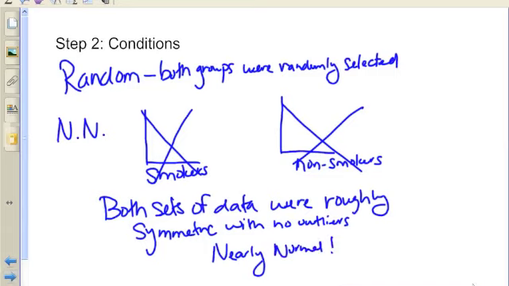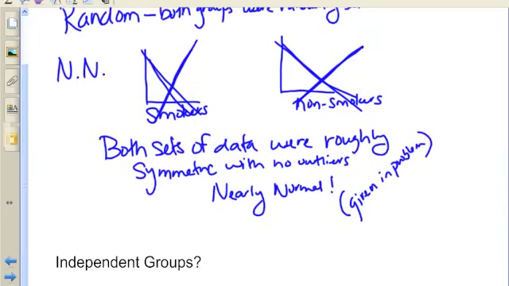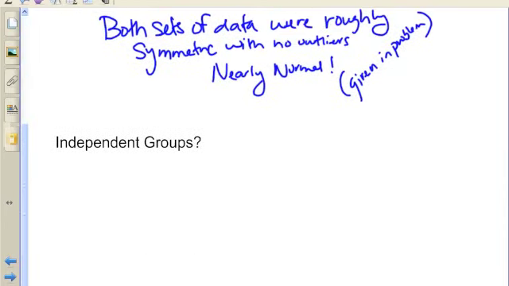Yay! If it makes you feel better, you can even specify that this was given in the problem. If they gave you data, you would be drawing 2 pictures, but they didn't. So we don't have any pictures. There's actually one more condition, and that's that we have independent groups.